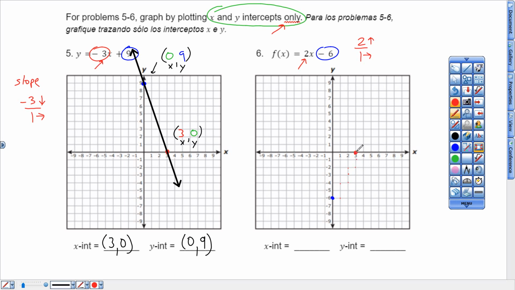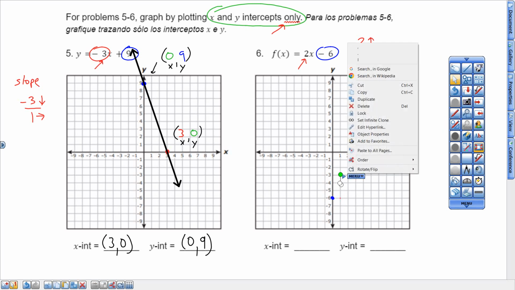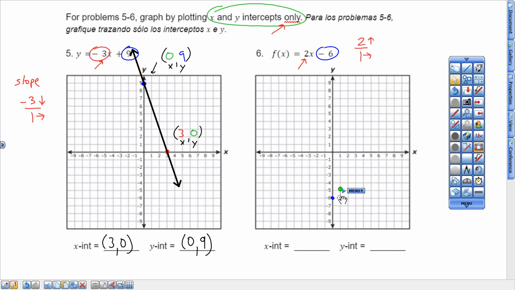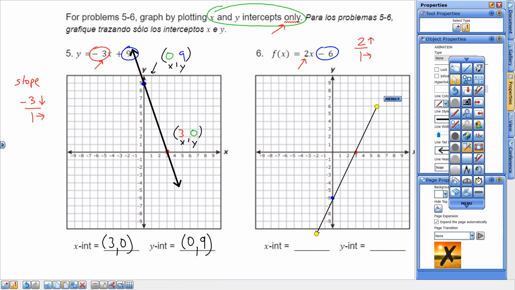And then make sure I get rid of all my other dots if I've drawn them, because they only want the x and the y intercepts. So if I draw only my x and y intercepts going right 1 up 2, right 1 up 2, right 1 up 2, I'm going to have it cross the x-axis right there at 3, 0 again. And then I draw a line through those, nice and long. Don't make it short. My arrows on each side of my line.